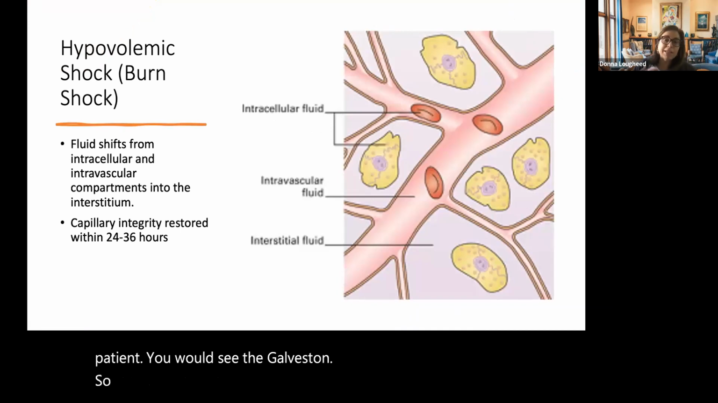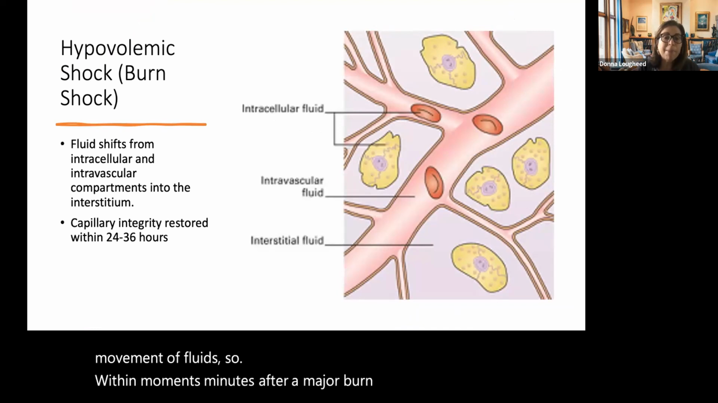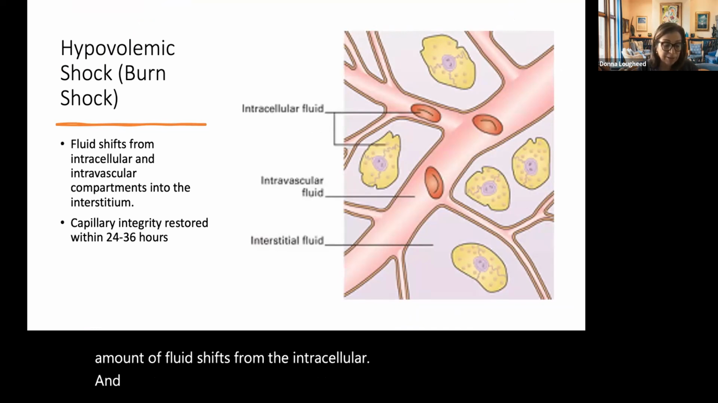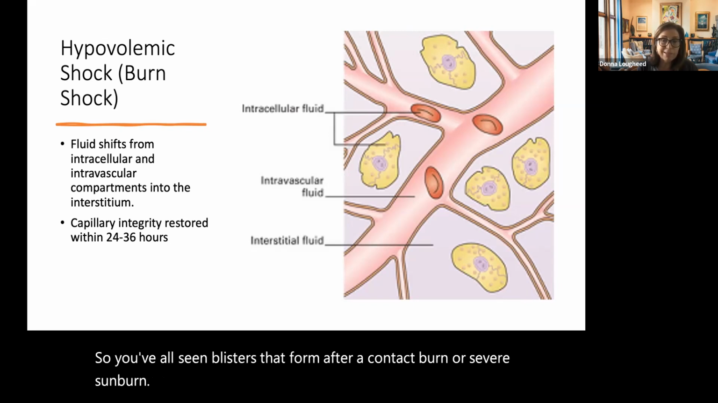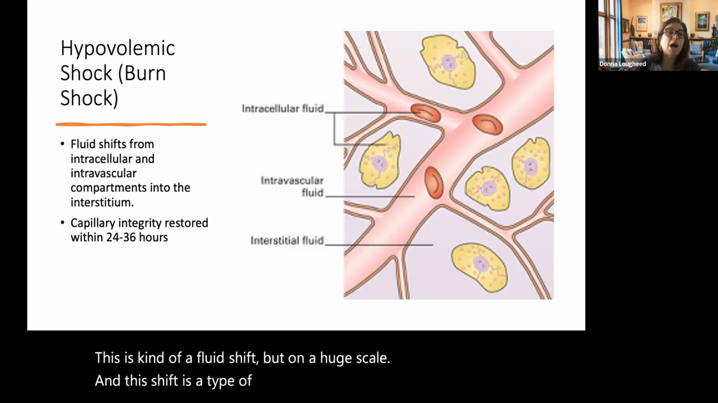So I mentioned briefly this hypovolemic shock, or this movement of fluids. Within minutes after a major burn injury, a massive amount of fluid shifts from the intracellular and the intravascular compartments into the interstitium. You've all seen blisters that form after a contact burn or a severe sunburn. Well, this is kind of a fluid shift, but on a huge scale. And this shift is a type of hypovolemic shock called burn shock.